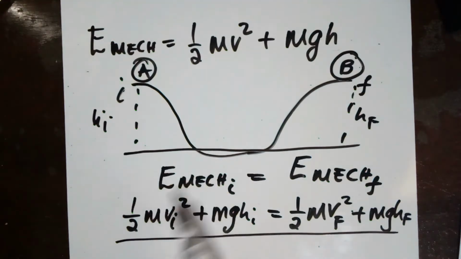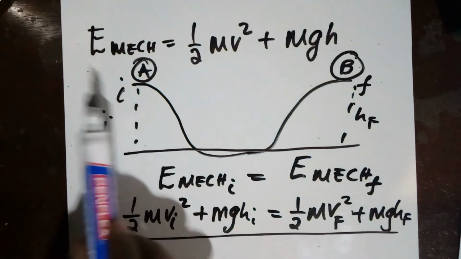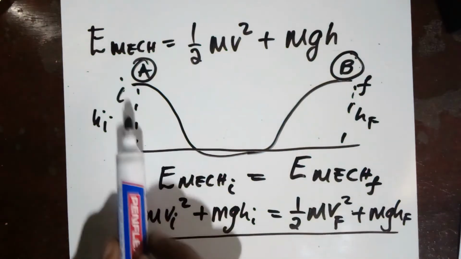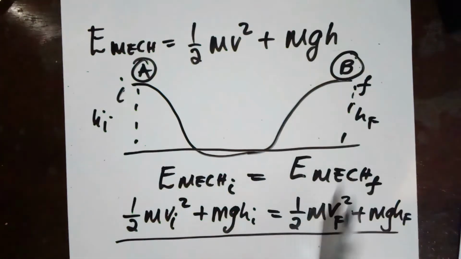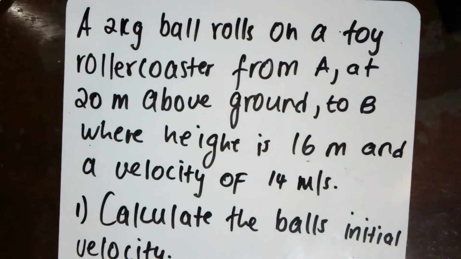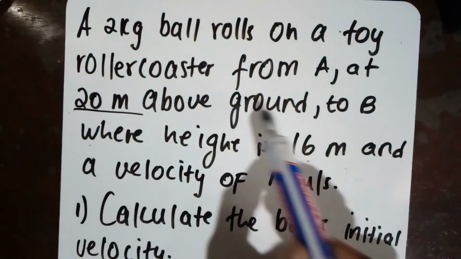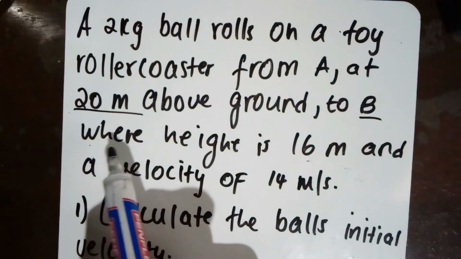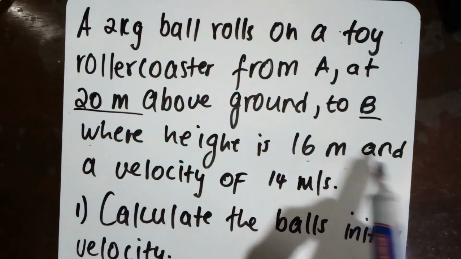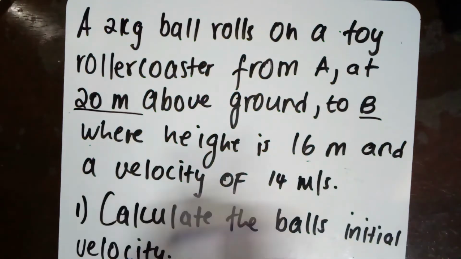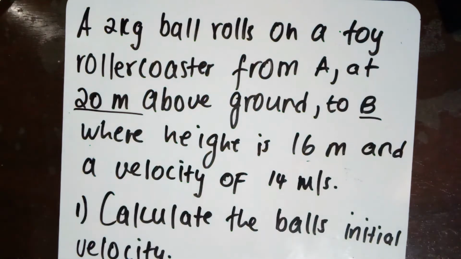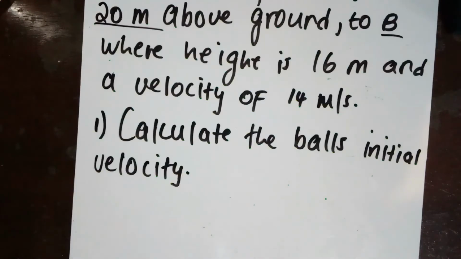So the total mechanical energy here at the start, or at the initial position, is equal to the total mechanical energy at the final position. Okay, so we have a question here, and it says that a 2 kg ball rolls on a toy roller coaster from A at 20 meters above ground to B, where the height is 16 meters, and it has a velocity of 14 meters per second, and then calculate the ball's initial velocity.